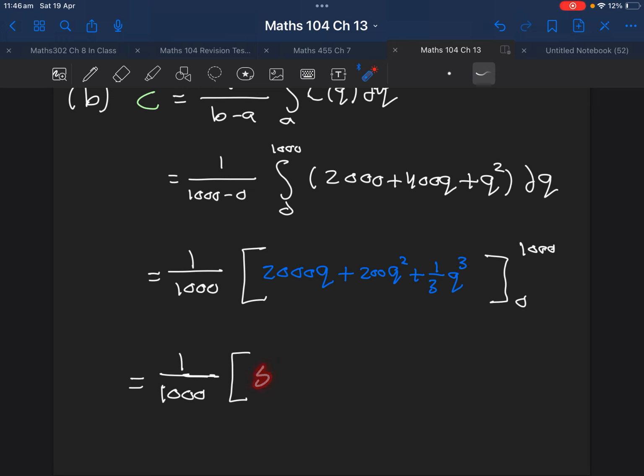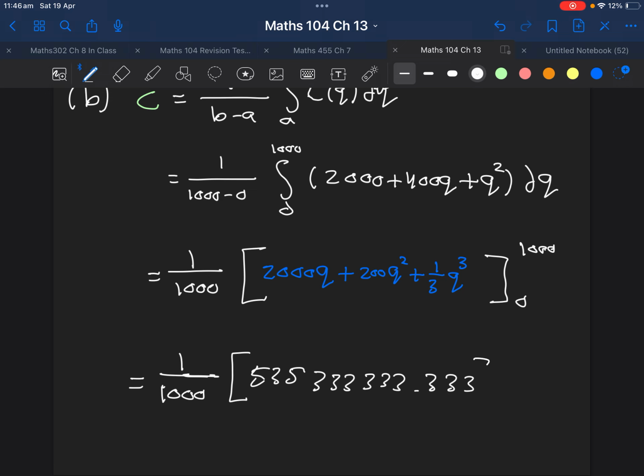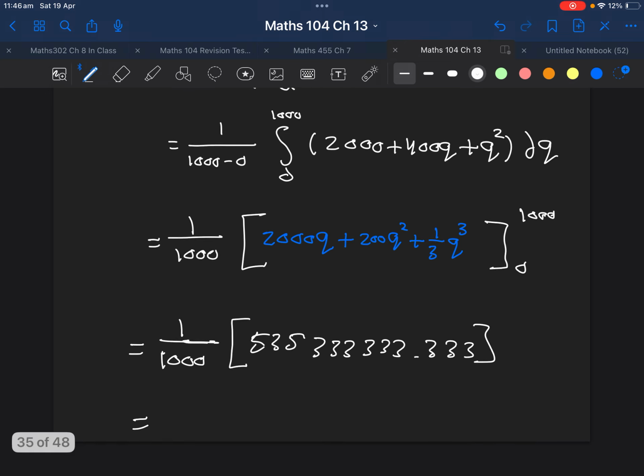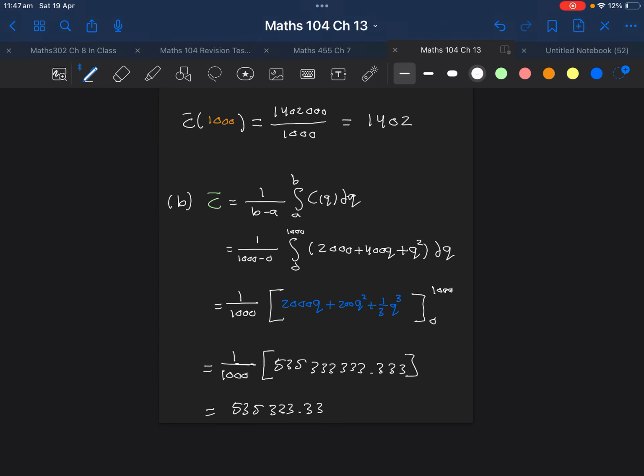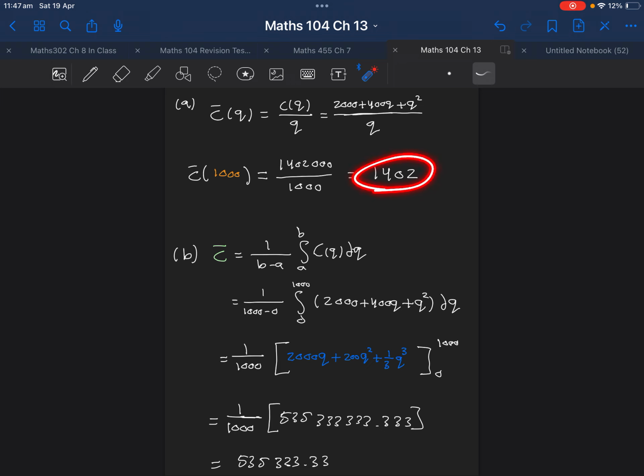It will be about 5,350.333, which, if we divide by 1,000, will be just 535.333. Again, this is the average, and if we compare it with the previous one, it's a much different number that we get.